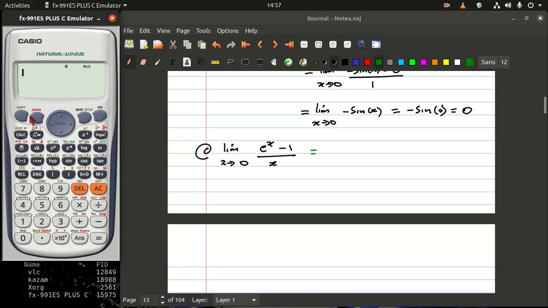So if I'm plugging in a 0, first I have to start here. I press this e. If I press shift and then press this, I will see a pi. So I press alpha to see an e.